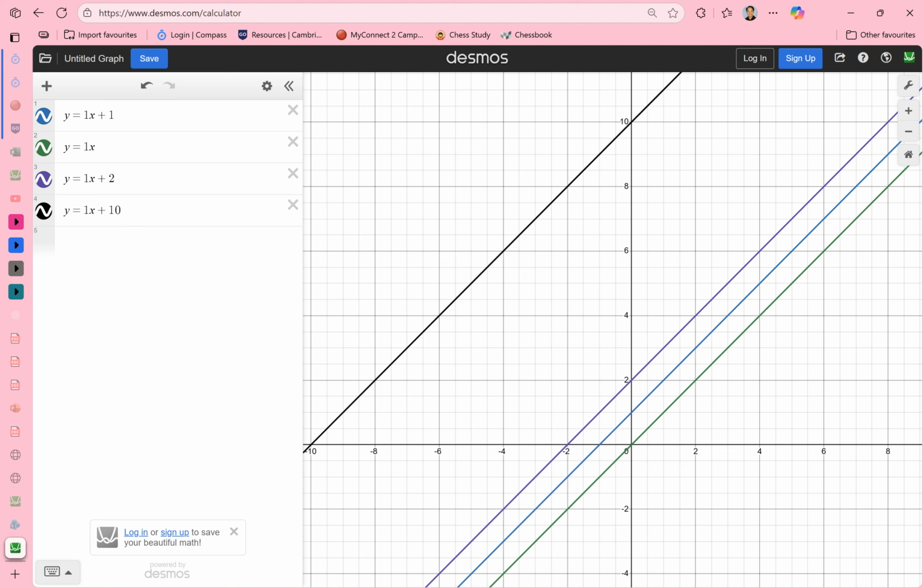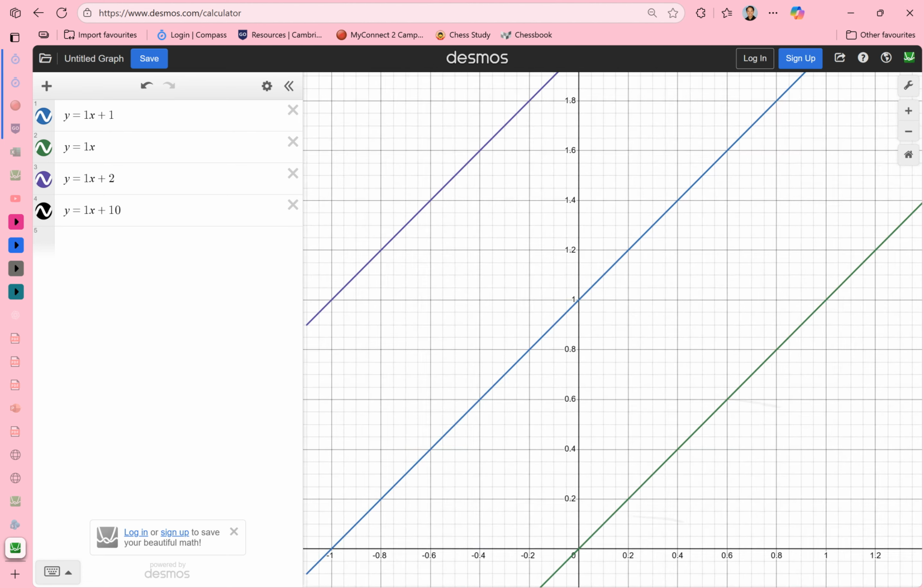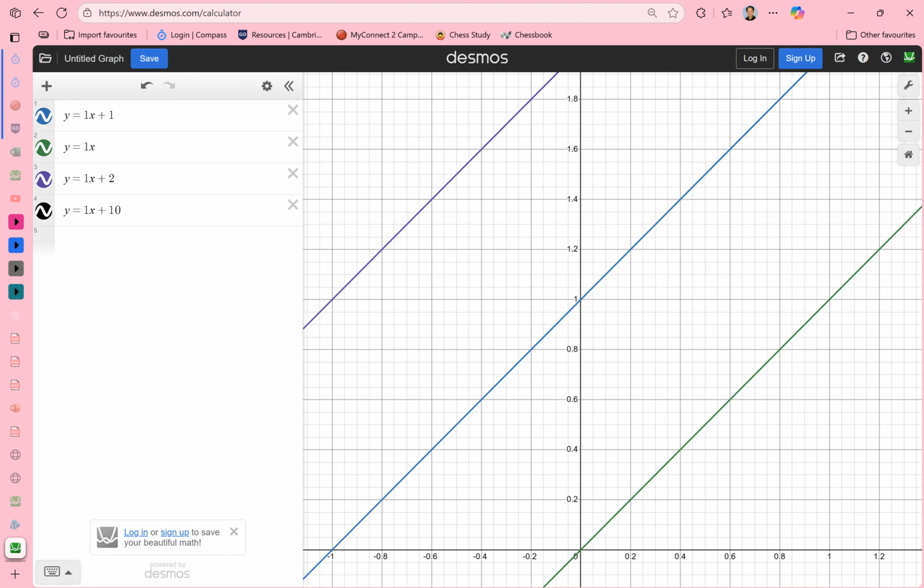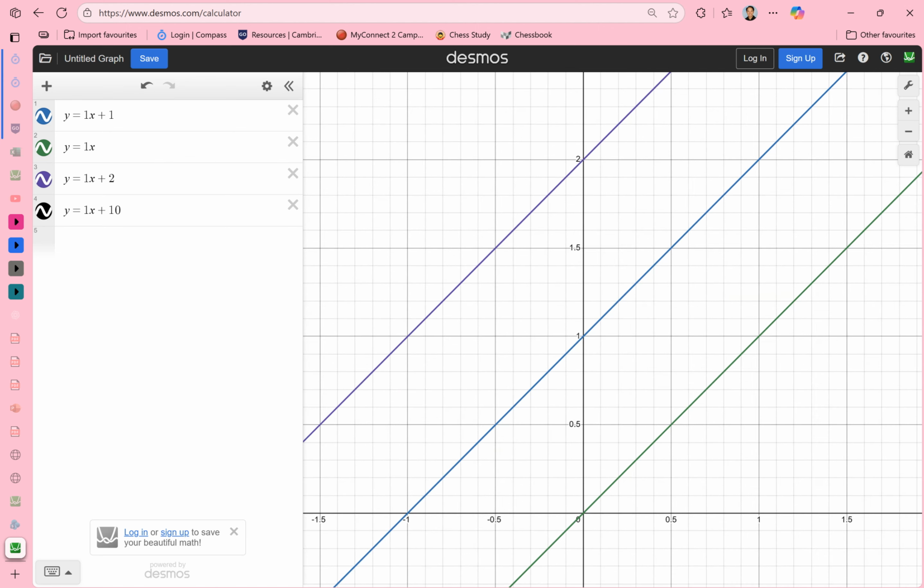Have you guys noticed that when I wrote 10, it touches the y-axis at 10. When I said 1 plus 1, it touches the y-axis at 1. When I said plus 2, have you noticed it touches the y-axis at 2? So what do you think would happen if I wrote y equals 1x and I said minus 5? It should touch the negative side.